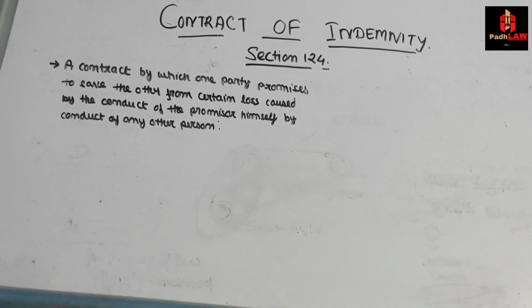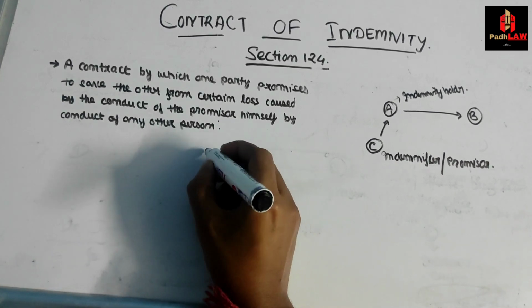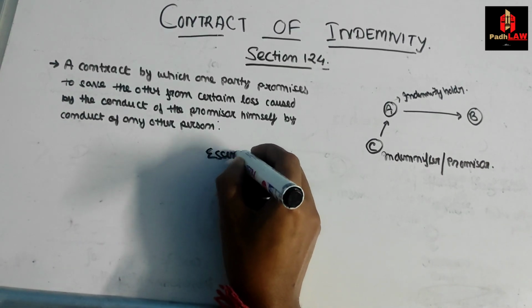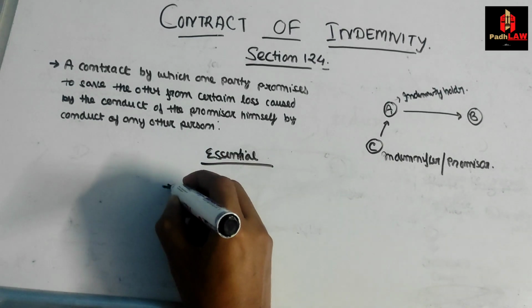So now we will go through the essentials of contract of indemnity. Let's take the same example of A, B and C. अभी essentials में आते हैं. There are very few essentials, and very simple essentials of contract of indemnity.